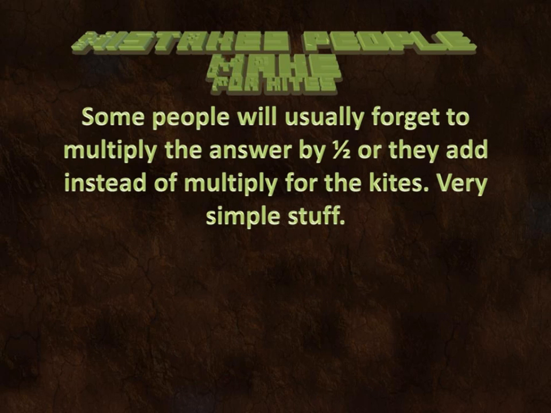Some simple mistakes people will make while solving for kites is they'll generally forget to divide the answer by 2, or they will add instead of multiply the diagonals. Some pretty simple stuff, just bad mistakes. You will generally go back and check your answer, and hopefully you'll find your problem and fix it.